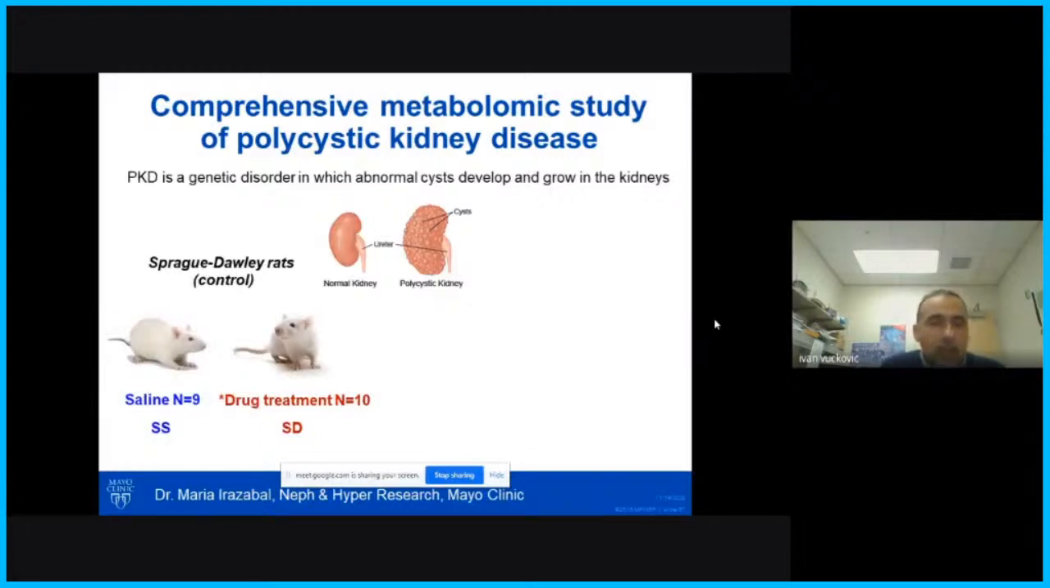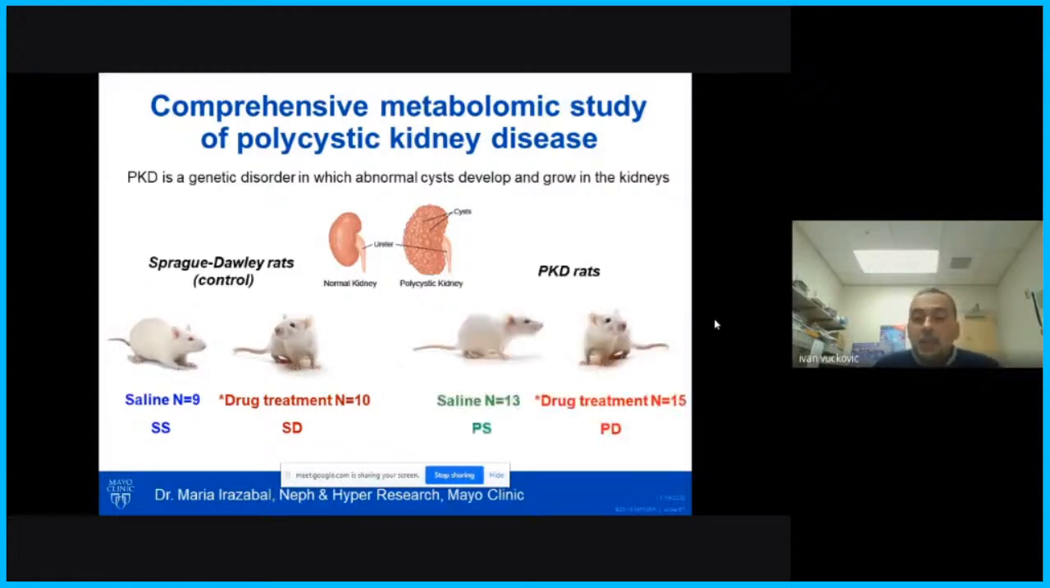We had a control group and a PKD group, genetically modified rats that develop PKD disease. These are the numbers. And in each group, there is a subgroup that has been treated with a specific drug. This drug is supposed to make the disease worse in PKD and shouldn't have much impact on the control group.